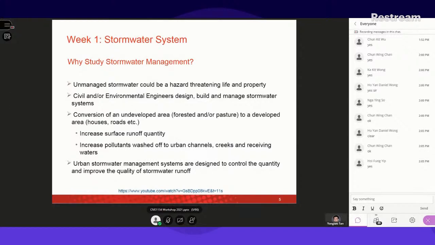Now, week 1, we introduced stormwater management. In this slide you can see that stormwater could be a hazard, threatening life and property. In Australia and also in Hong Kong, the extremes of hydraulic variability make stormwater management challenging for engineers.